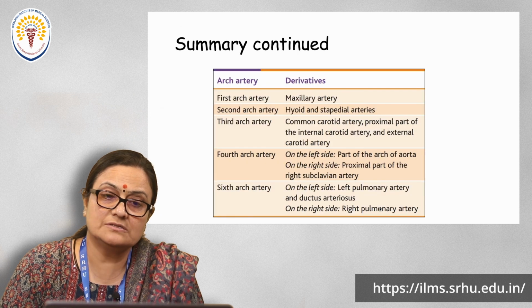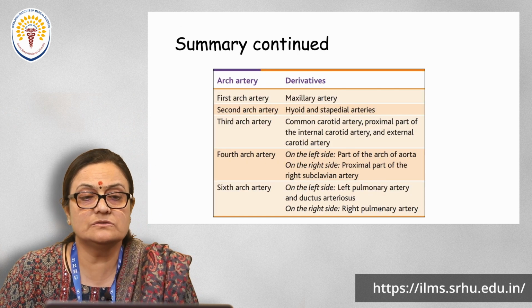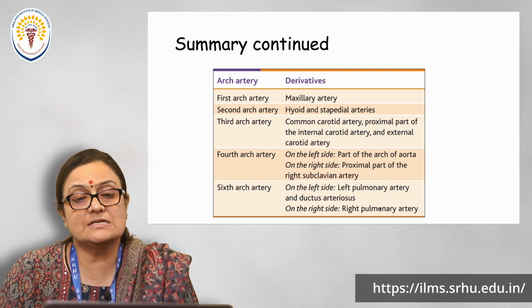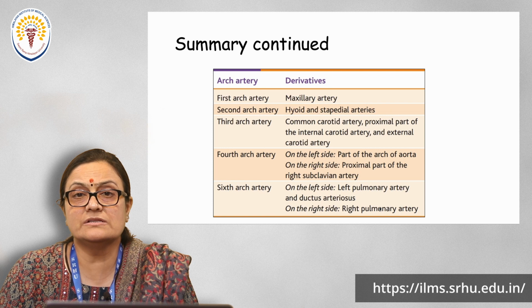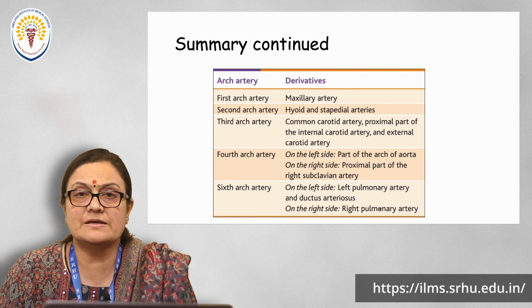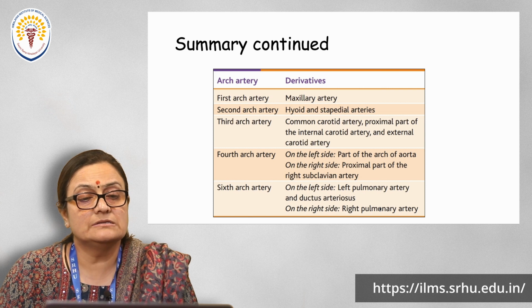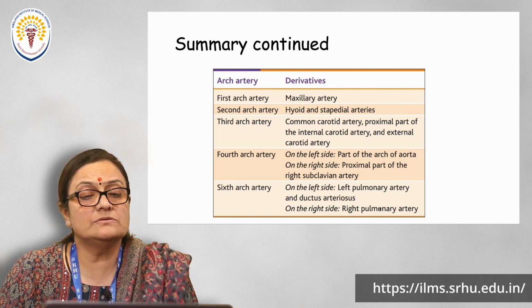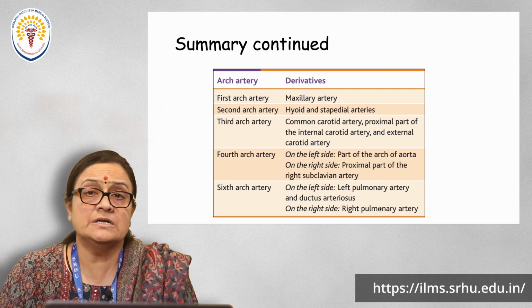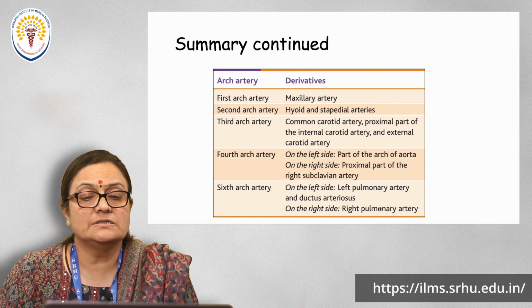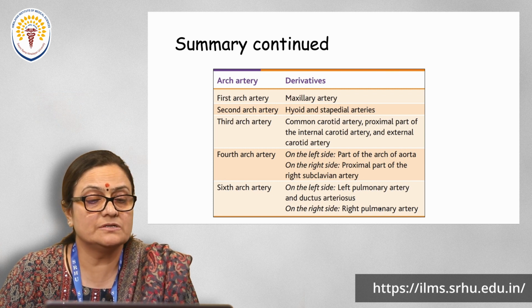But if we focus on the second table, although the summary continues, it is with a different approach. The first arch artery derivatives, maxillary, or in fact we can call them remnants because the larger part has disappeared. So maxillary artery is the remnant of the first arch artery. Then second arch artery, remnants are hyoid and stapedial. What happened to the remaining? Disappeared. The larger part disappeared. Third arch artery, common carotid, internal carotid, external carotid.